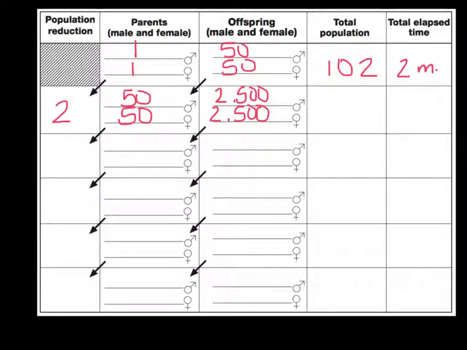After we have our offspring produced in that generation, what do we have for our total population at this point? Say it louder. 5,100. Yep, 5,100. And at this point, how much time has elapsed? Yep, 4 months. Then I'll help you with the next box; the rest of it you're doing on your own. The next generation, what's our population reduced by? 100. Good. And then you'll determine the number of males and females which are present to be parents.